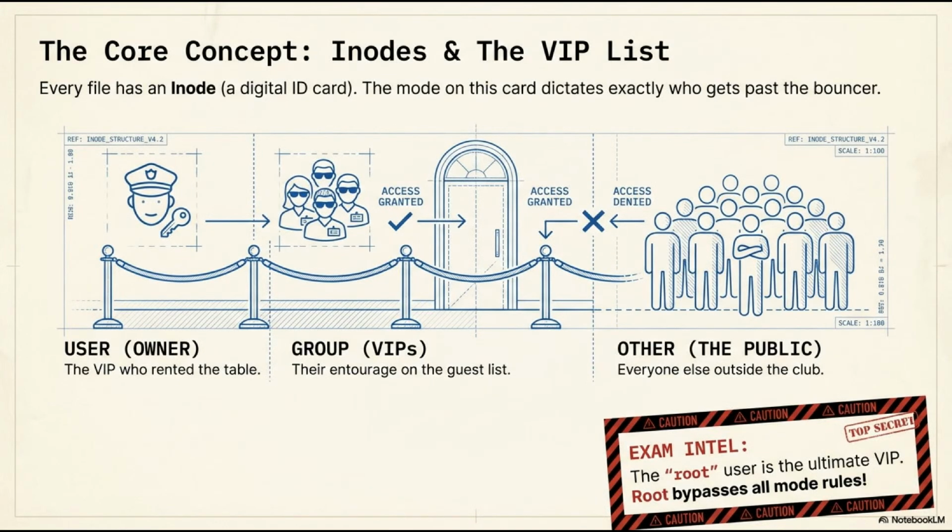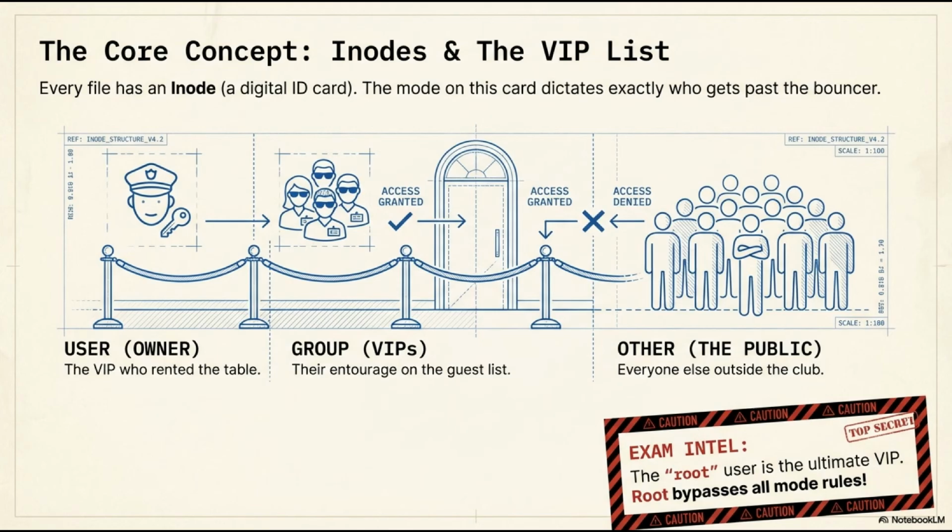Okay, so for your study notes, here is your first open-ended prompt. Pause and explain in 2 to 3 sentences how the sequential evaluation of user, group, and other could theoretically be manipulated if an attacker compromises a low-level account that happens to share a group ID with a high-privilege service. That's a great scenario to think through.